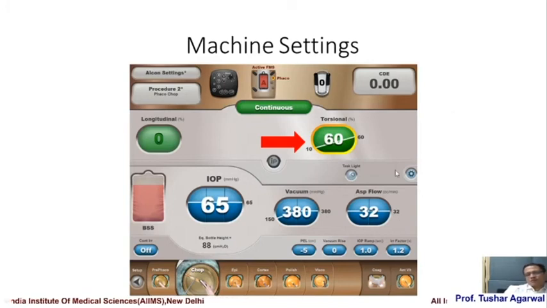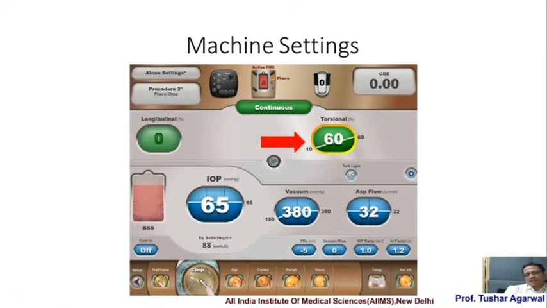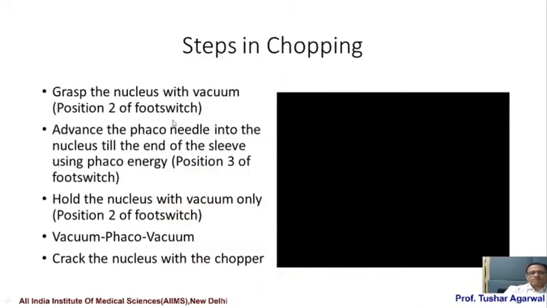This is how you use the settings. More than the absolute numbers, it's your baseline level which is going to matter. Have your own baseline. Ensure before every case that your baseline is set on the machine, and then begin your case. And then whenever you encounter any problems, you lower or increase the settings as required, depending on which aspect of the surgery is bothering you.